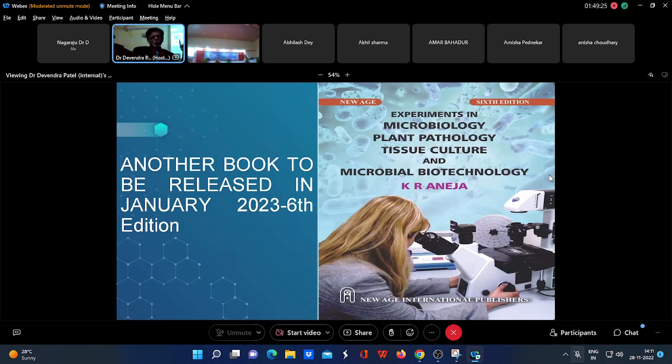This is another book which I wrote in 1991. First edition of this book, Experiment. Some of you will be aware of this book. It was written in 1991. And the 6th edition of this book is likely to be released in January itself. And this is the photograph of that 6th edition. It has not been released. It will be released in January 2023. Next.